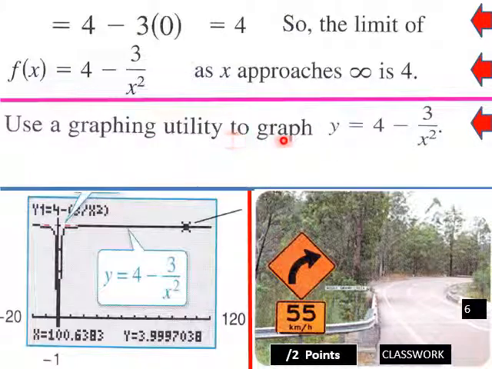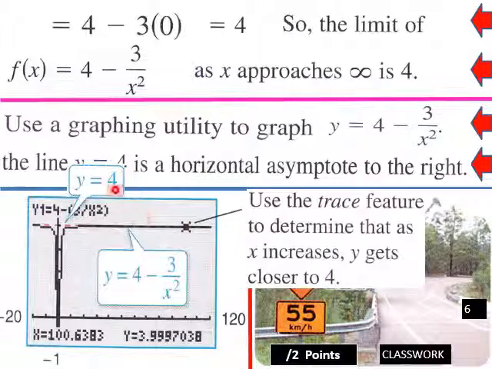Use a graphing utility to graph y equals 4 minus 3 over x squared, and this is really what your graph will look like here. It will look like this, and this is your asymptote here at y equals 4 up here. As x gets larger here, y will become closer and closer to 4. And same thing over here on the negative side. It'll do the same thing on that side as well. So the line y equals 4 is a horizontal asymptote to the right. You can use the trace feature to determine that as x increases, y gets closer to 4. And that's what you have here.